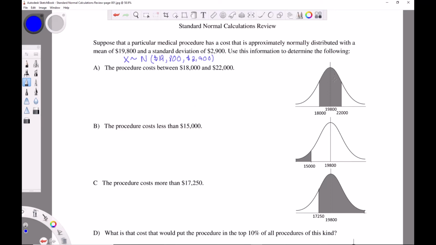Also, drawing these curves, which I have done for you, just to make them look good, that is actually really good too. Now, I wouldn't avoid drawing the curves, and it's especially going to be important for that particular problem. But anyway, let's calculate the probability that the procedure costs between $18,000 and $22,000.